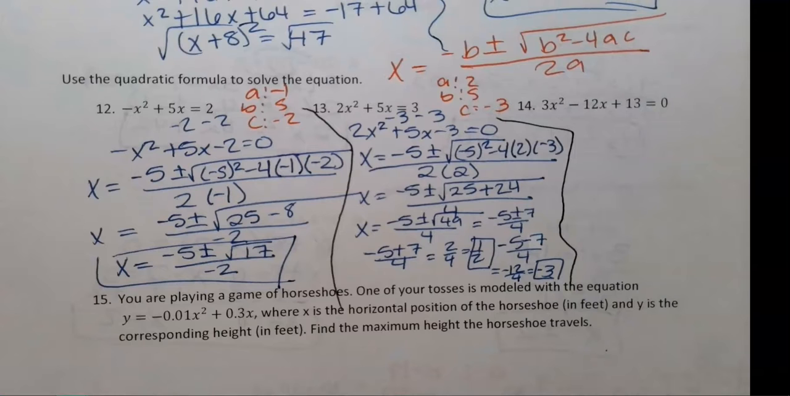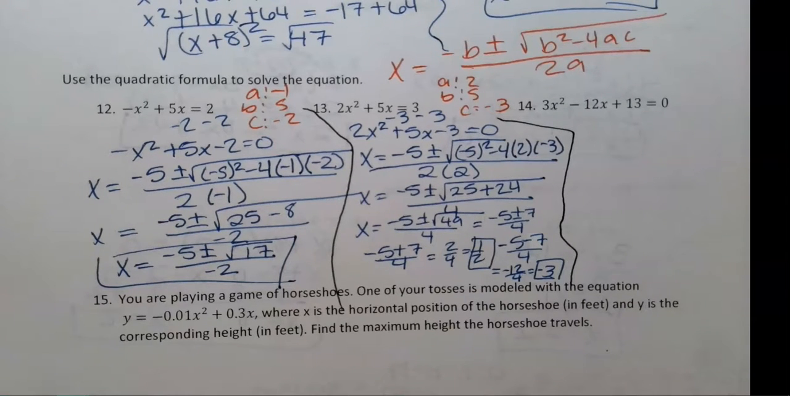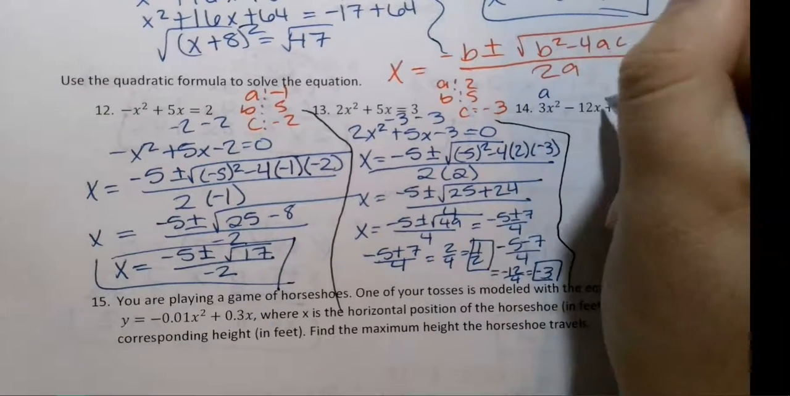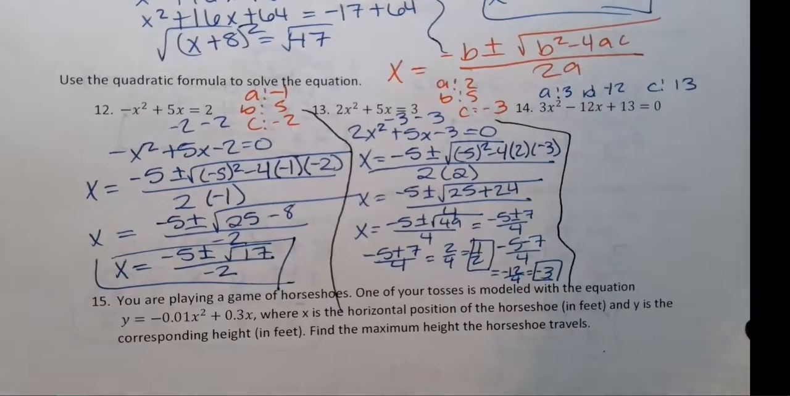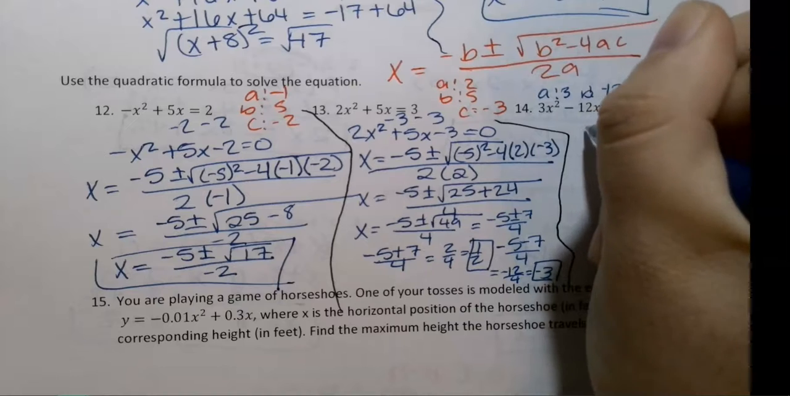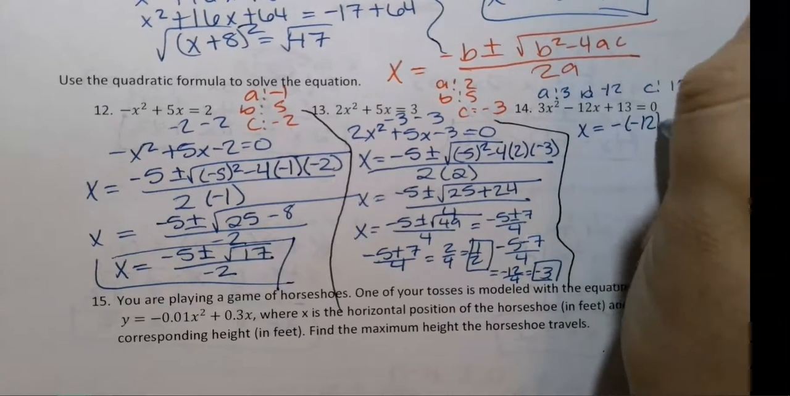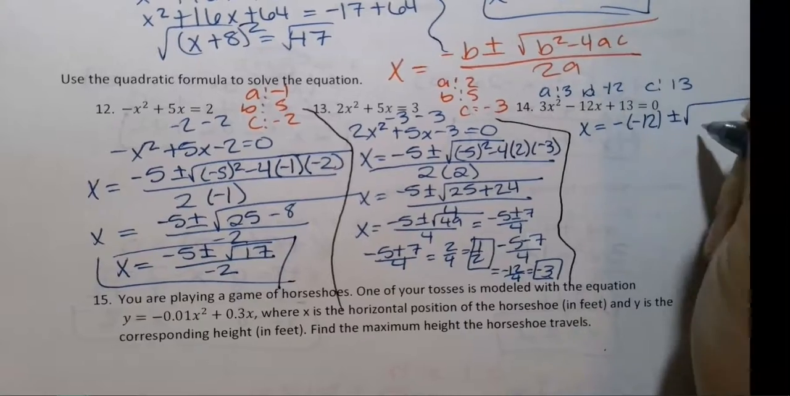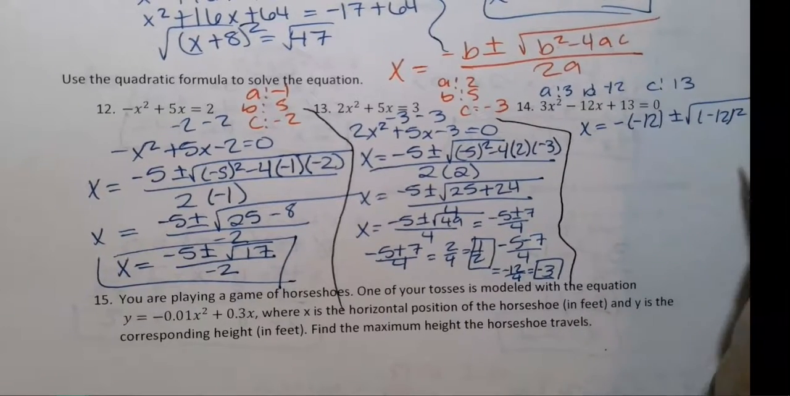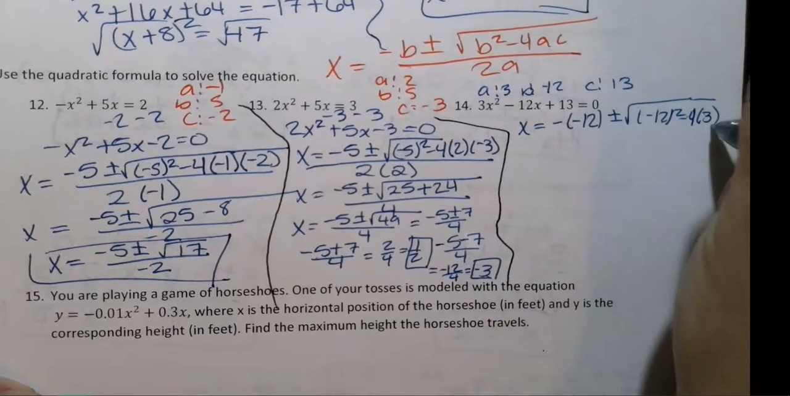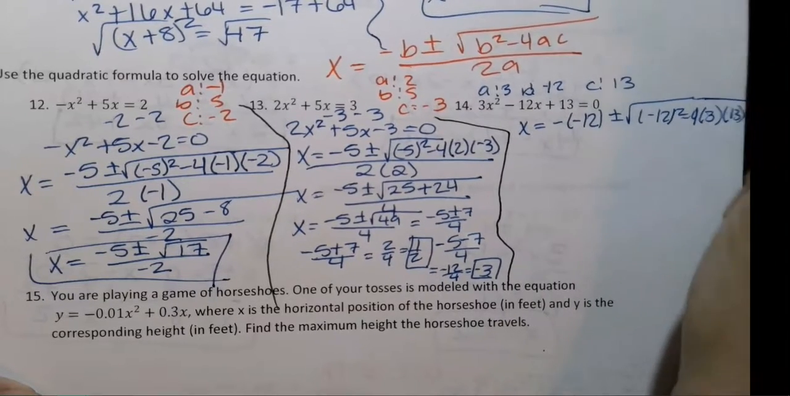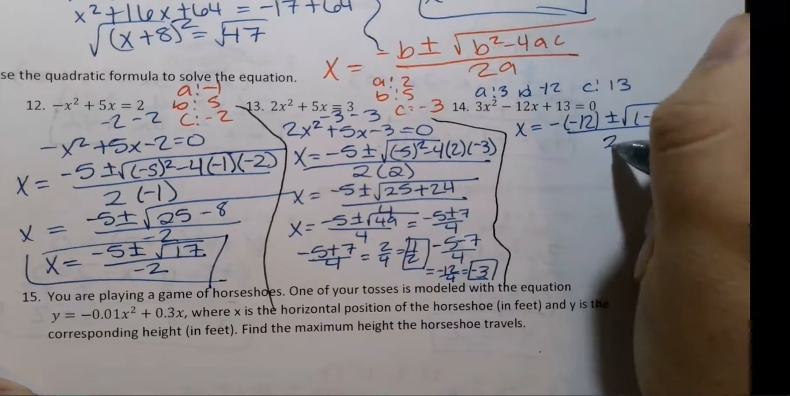Same thing for number 14, but this one has already isolated 0 for us. So I want to go ahead and just label my A, B, and C. A is 3, B is negative 12, and C is 13. So I'm going to go ahead and plug in. I get x equals negative 12 plus or minus the square root of negative 12 squared minus 4 times my a value of 3 times my c value of 13. This is all over 2 times my a value of 3.